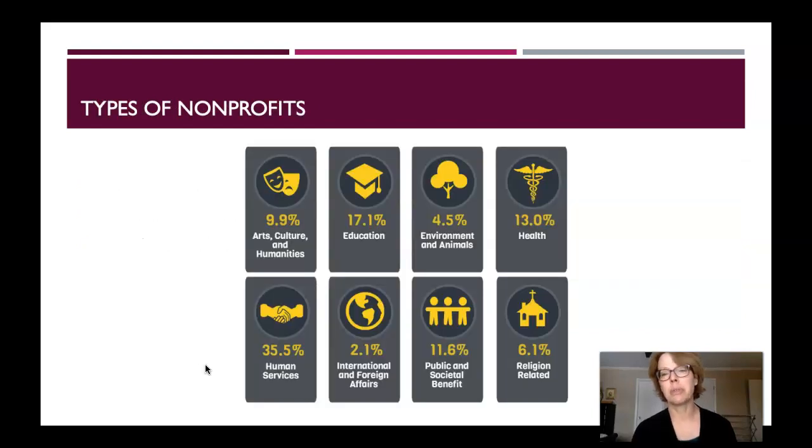So these are the percentages of the types of nonprofits. You can see that human services is the top, and then education, and then health, public and societal benefit, arts and culture, religious, environment and animals, and international and foreign affairs. Those are the categories that nonprofits are divided into.